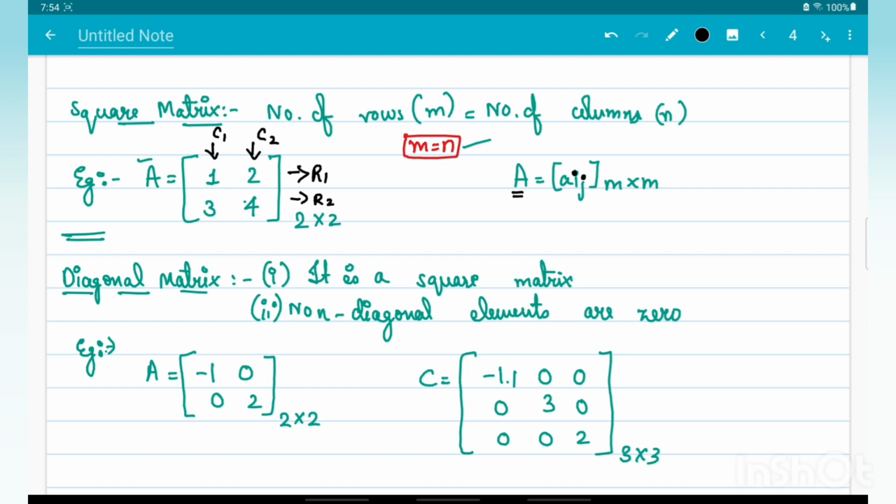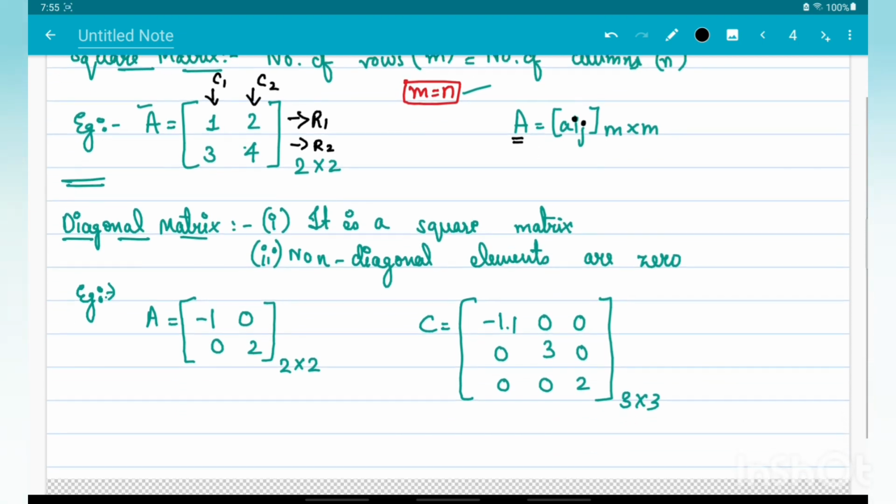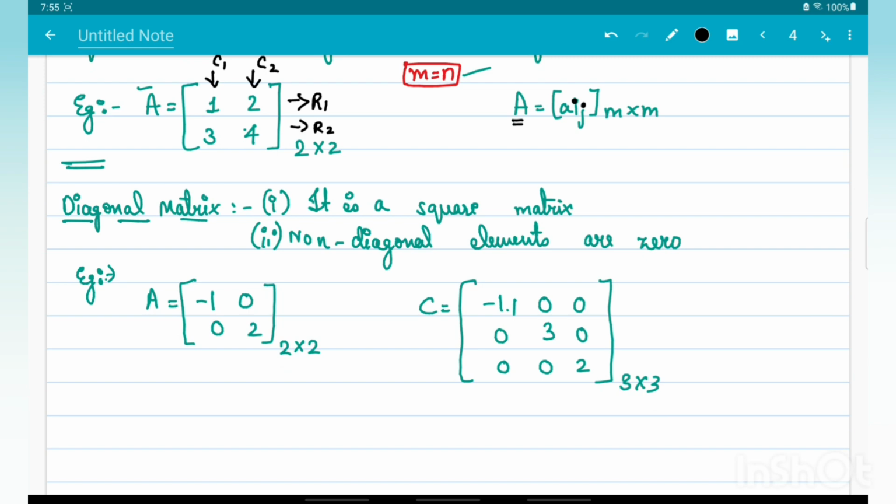The first thing about a diagonal matrix is that it should be a square matrix. Now in a square matrix we know that rows is equal to columns. So first and foremost point about a diagonal matrix is that it should be a square matrix, where the number of rows should be equal to the number of columns. Second point about a diagonal matrix is that the non-diagonal elements are 0.